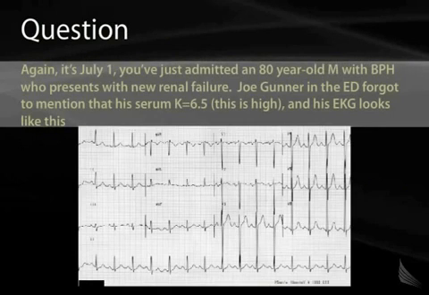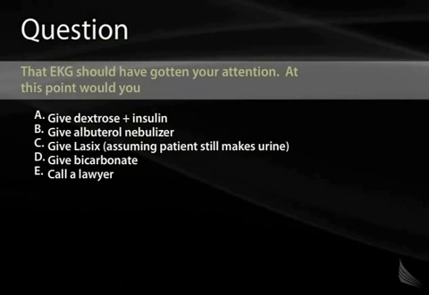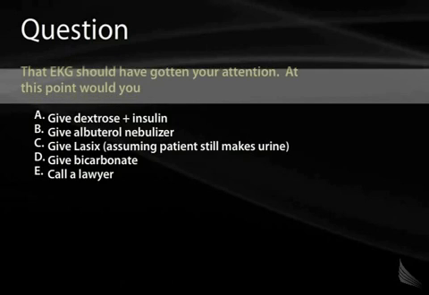Question. Again, it's July 1st. You've just admitted an 80-year-old man with benign prostatic hypertrophy who presents with new renal failure. Joe Gunner in the emergency department forgot to mention to you that his serum potassium is 6.5, and this is high, and his EKG looks like the following. This EKG should have gotten your attention. At this point, you would do which of the following?